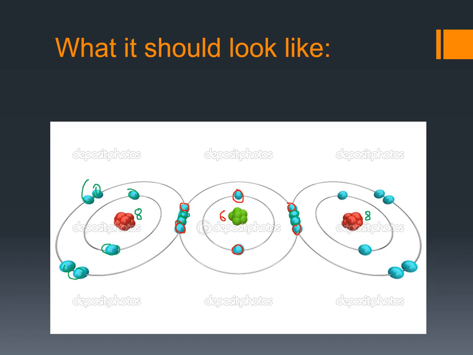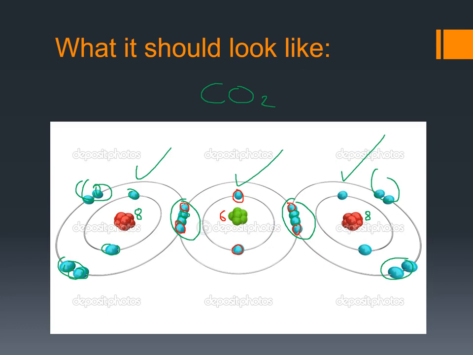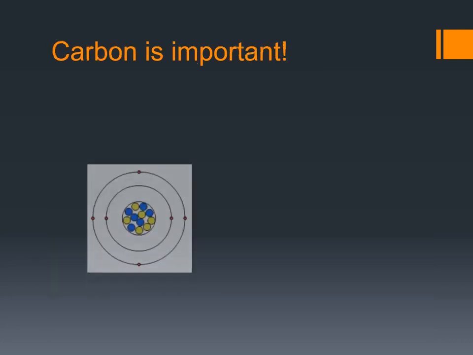So you can see that if we count up their outer shells, 2, 4, 6, 8. 4 and 4 is 8 for the carbon, and then 2, 4, 6, 8 for this other oxygen over here. So happy atom, happy atom, happy atom is what CO2 looks like. This is called a double covalent bond because they're sharing a pair of electrons rather than just one. So it's a little bit of a trick. If you didn't get that, I'm hoping you worked it out.